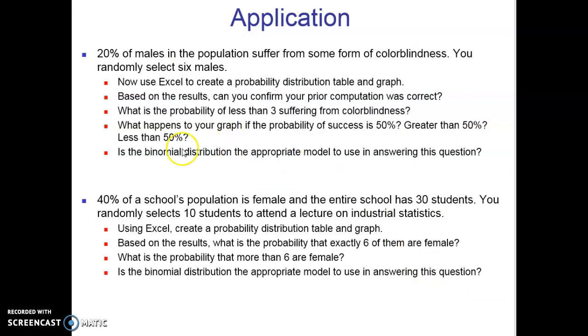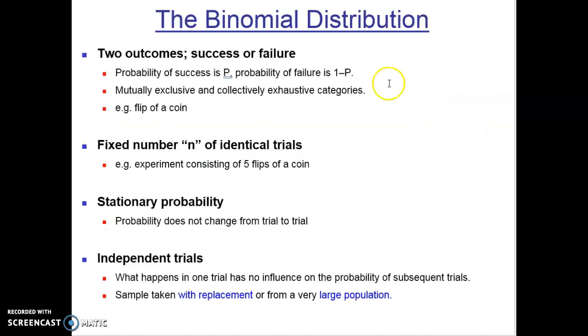Okay, now let's do the next one. It says, is the binomial distribution the appropriate model to use in answering this question? To answer this, we need to go back to the requirements for the binomial distribution and make sure that it meets all of them. First, are there 2 outcomes, success and failure? Yes. Is either colorblind or not colorblind. Are there a fixed number n of identical trials? Yes. We selected 6 people in our sample, so n equals 6.